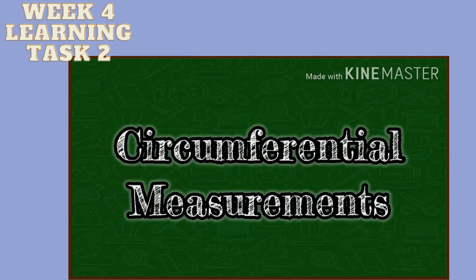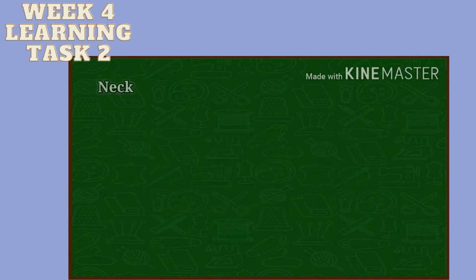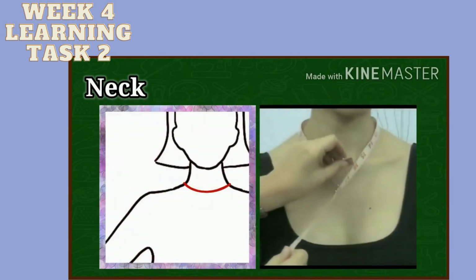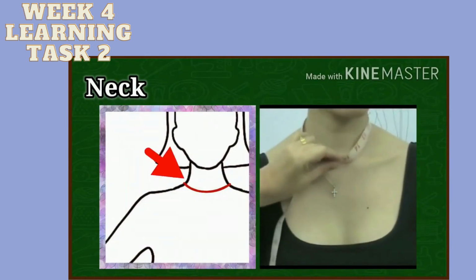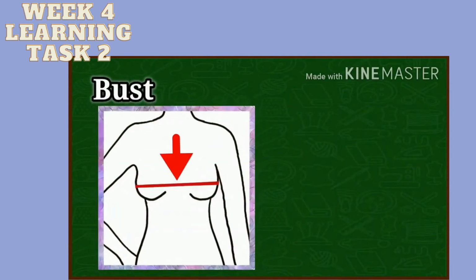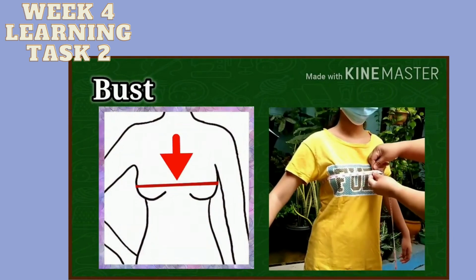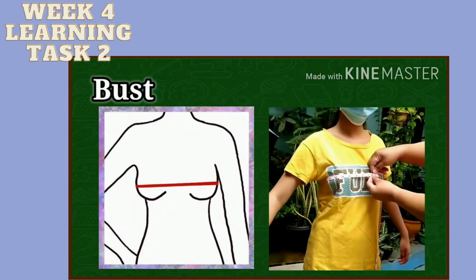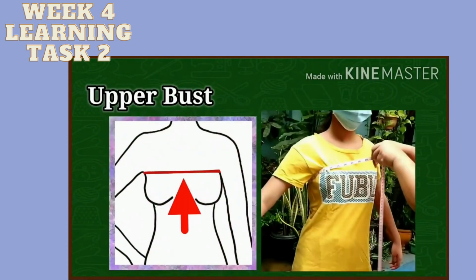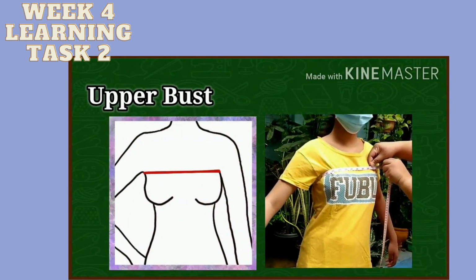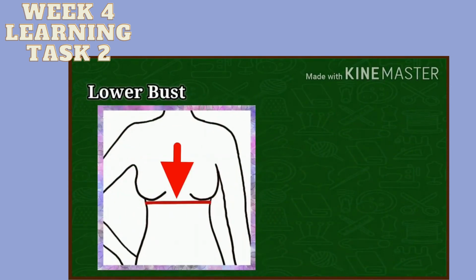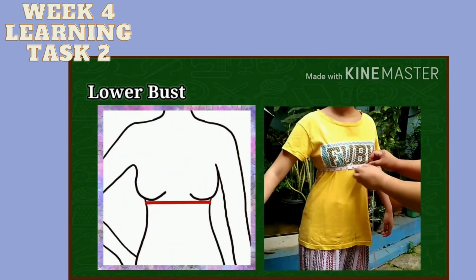Circumferential measurements. Neck. Measure loosely around the circumference of the base of the neck. Bust. Measure around the body, crossing over the fullest part of the bust. Upper bust. Measure around the torso, directly above the bust line. Lower bust. Measure around the torso, directly under the bust line.